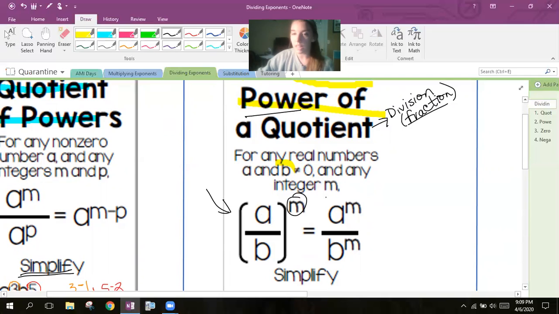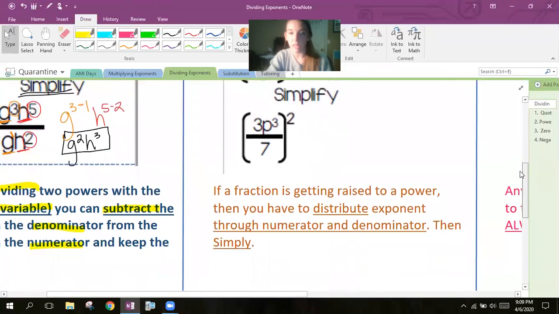So if you ever see that, then what you have to remember to do, it's kind of like the rule we talked about yesterday when there was something inside of the parentheses that's being multiplied. We learned that you have to take your exponent and you have to distribute it. Well, the same is true if it's a division problem. You have to take that exponent, distribute it not only to the numerator, but also to the denominator. Okay, so I wrote that down here.